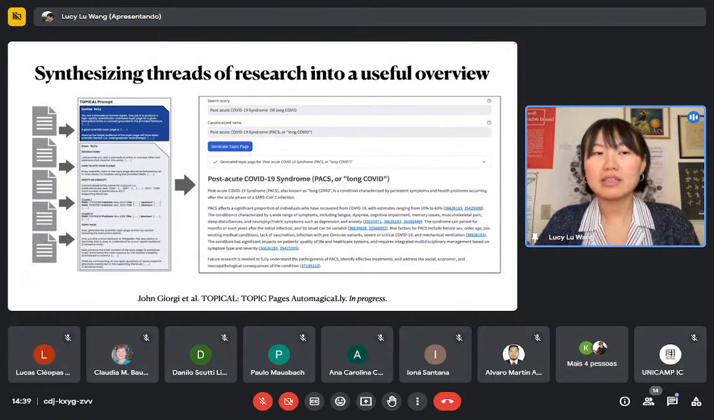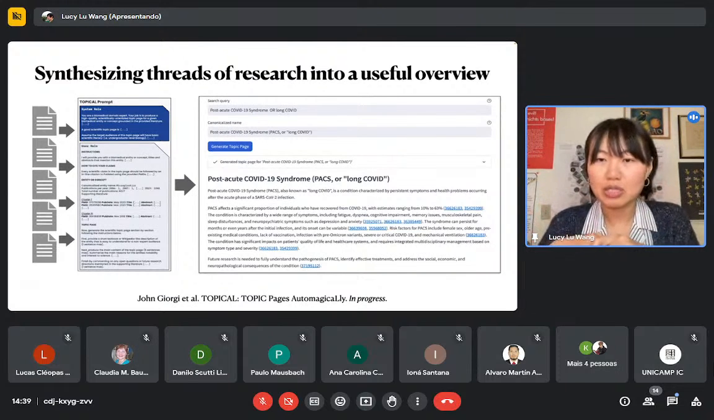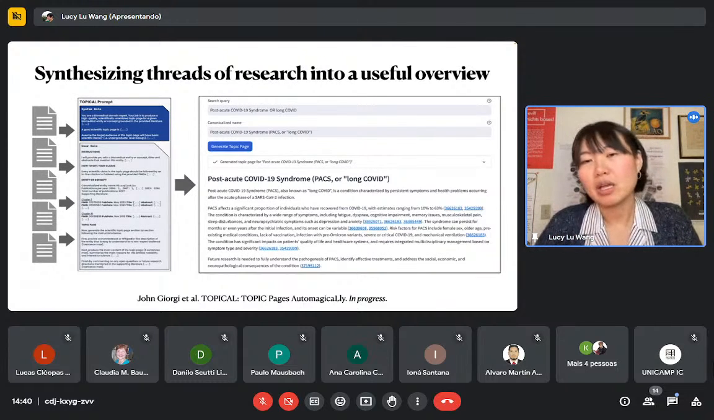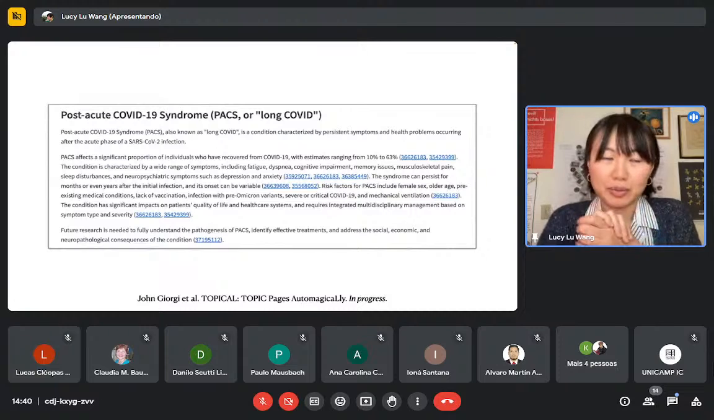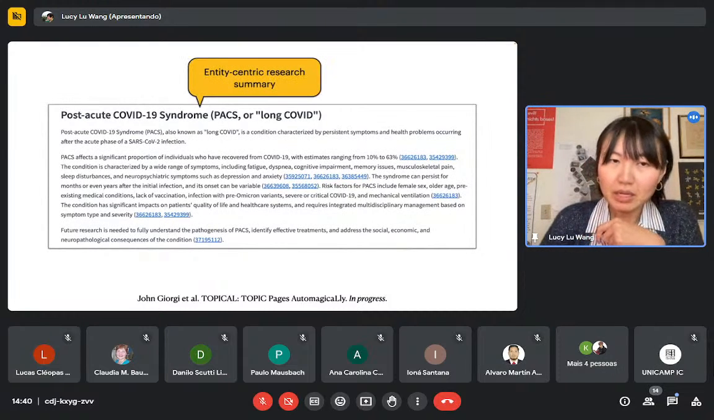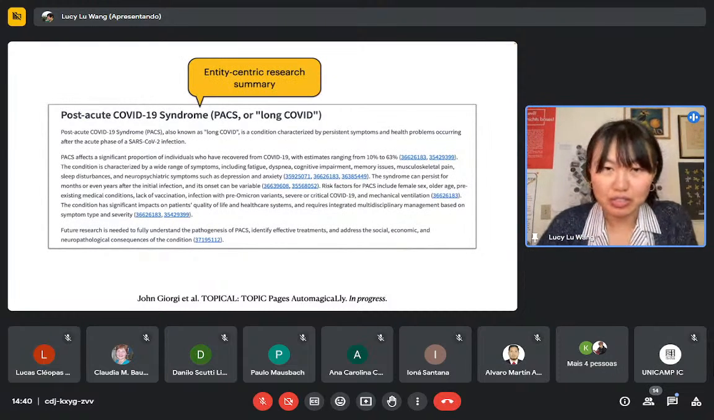So then we combine essentially the retrieval, clustering, and sampling approach with controlled generation through prompting to produce a topical overview as on the right. So let's look at this overview a little bit more closely. This is an entity-centric research summary. So in this case, on the entity known as long COVID.